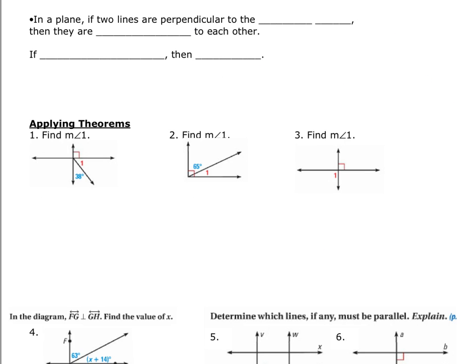The last scenario we have is, in a plane, if two lines are perpendicular to the same line, then they are parallel to each other. So basically, this is our last scenario. We have two lines that are perpendicular to the same line. So let's draw that out. We have two lines.